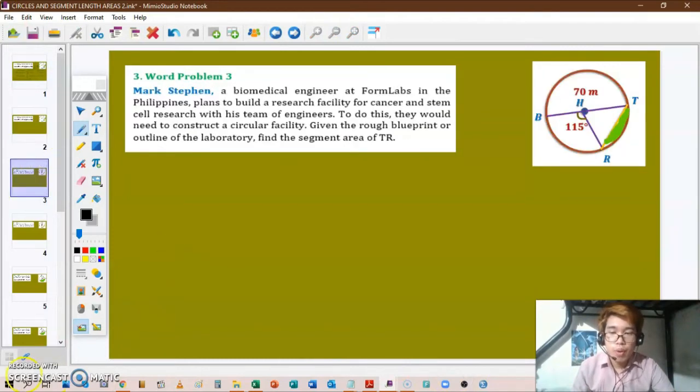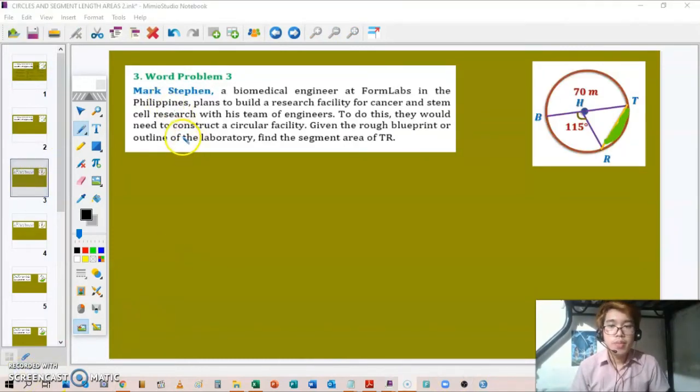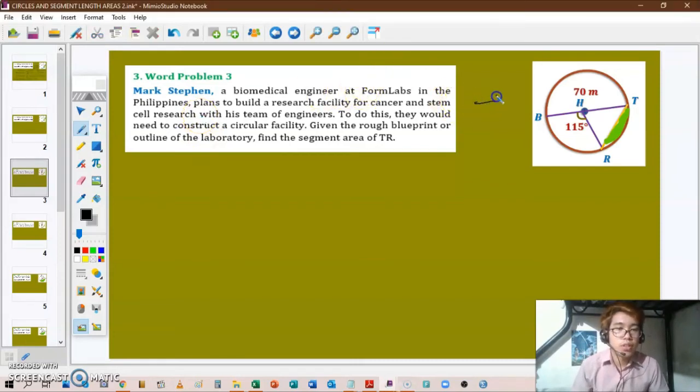Third problem, word problem 3. Mark Stephen, a biomedical engineer at Formlabs in the Philippines, plans to build a research facility for cancer and stem cell research with his team of biomedical engineers. To do this, they would need to construct a circular facility given on the right. Given the rough blueprint of the circular facility, we need to find the segment area of TR, the one highlighted here in lime green.